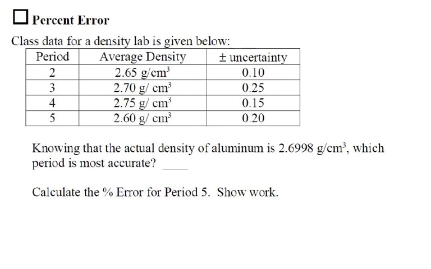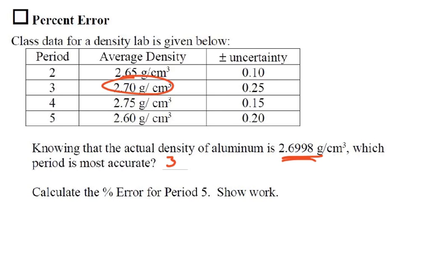Okay, next one, percent error. Knowing that the actual density is 2.6998 grams per cubic centimeter, which period is most accurate? So I'm going to say whichever one is closest to 2.6998. And I can see that the 2.70 is the one that's closest, because this rounds off to 2.70. So period 3 would be the most accurate.